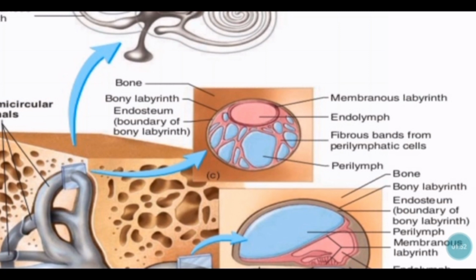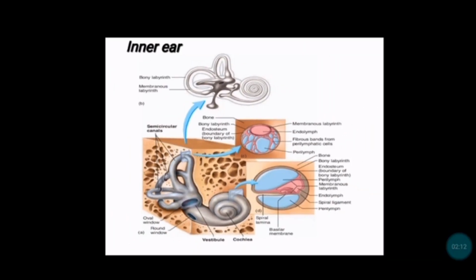The structures of the inner ear are embedded in the temporal bone. The membranous labyrinth is seen within the outline of the bony labyrinth, with a cross section through a semicircular canal and a cross section through the cochlea showing the relationship between the bony and membranous labyrinth.